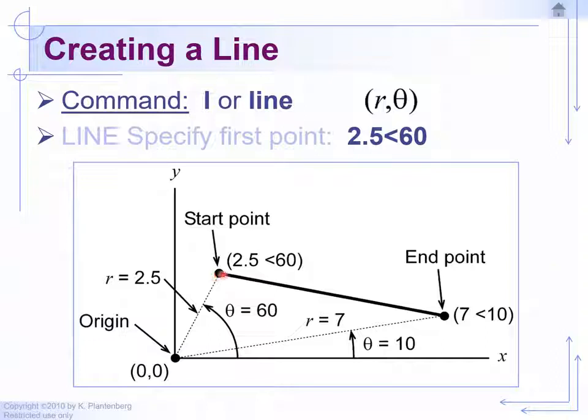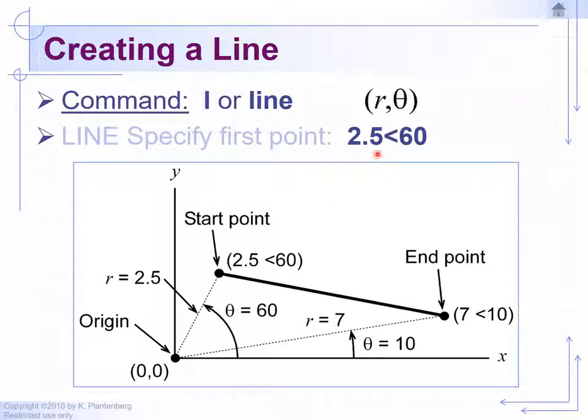So to locate our first point using AutoCAD, you click on the line icon or type in line or type in L in the command line, enter to get into the command line. And you're going to type in 2.5, that's the length. And then we're going to use the less than symbol. You hit on the keyboard Shift, comma, to get to the less than symbol. Then you type in your angle, 60, enter, and it'll locate our first point.